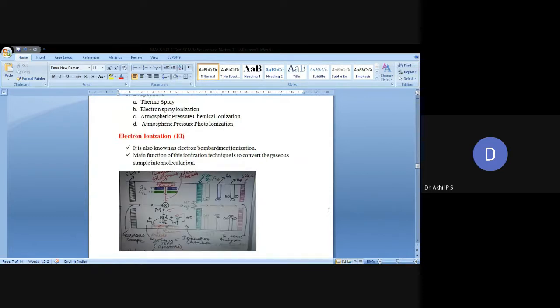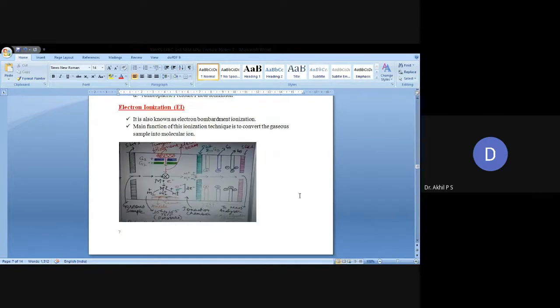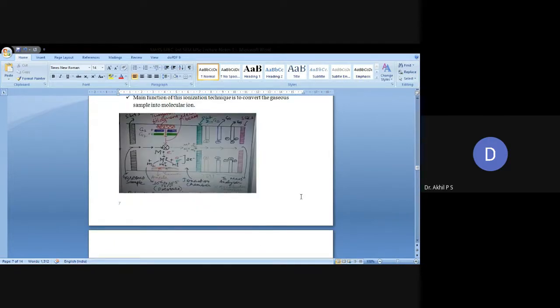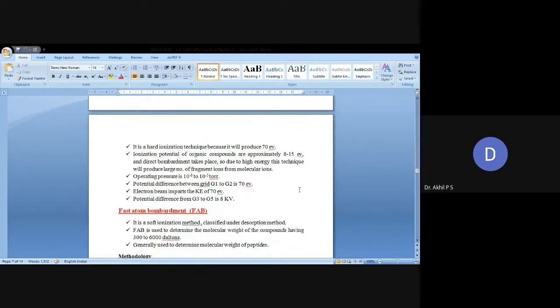First, electron ionization EI. It is also known as electron bombardment ionization. The main function of this ionization technique is to convert a gaseous sample into molecular ions. The figure shows the ionization chamber and the magnetic field. It is a hard ionization technique because it uses 70 electron volts. The ionization potential of organic compounds is approximately 8 to 15 electron volts and direct bombardment takes place. So due to the high energy, this technique will produce a large number of fragment ions from molecular ions.